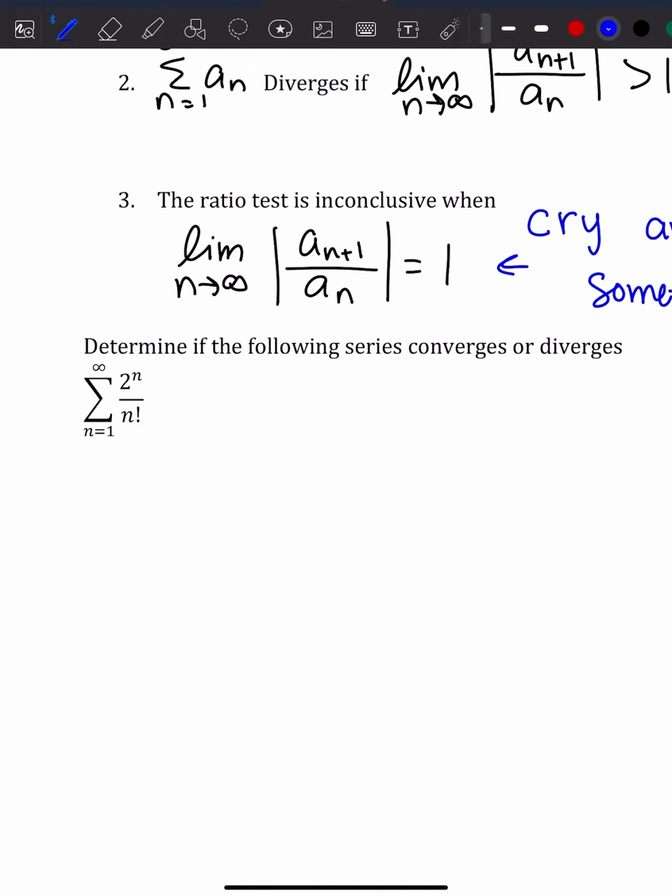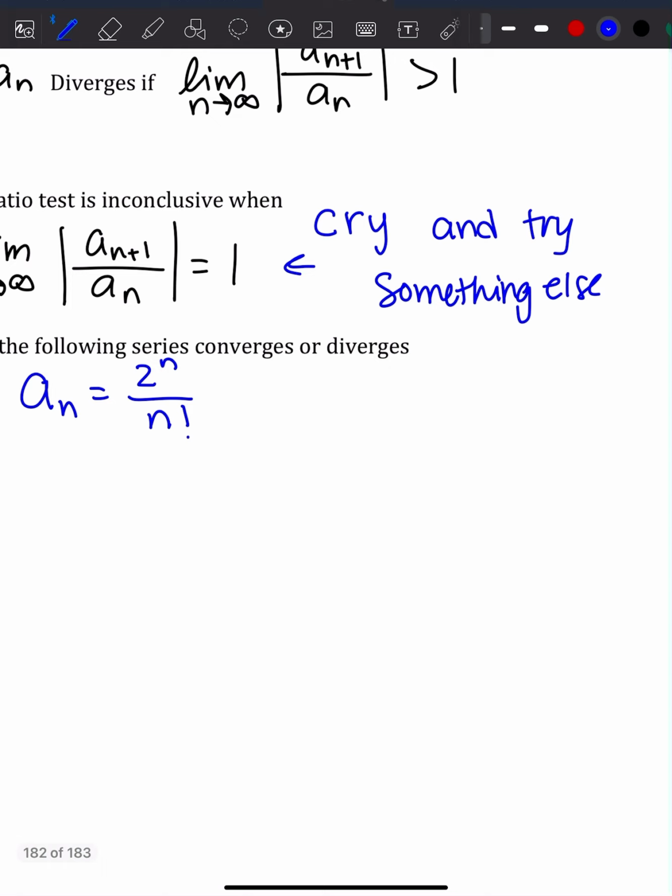So determine if the following series converges or diverges. We have the summation from n equals 1 to infinity of 2 to the n divided by n factorial. So we have a sub n equal to 2 to the n divided by n factorial. Reminding ourselves, factorials are something multiplied by itself. So n times n minus 1 times n minus 2 all the way down to times 3 times 2 times 1.